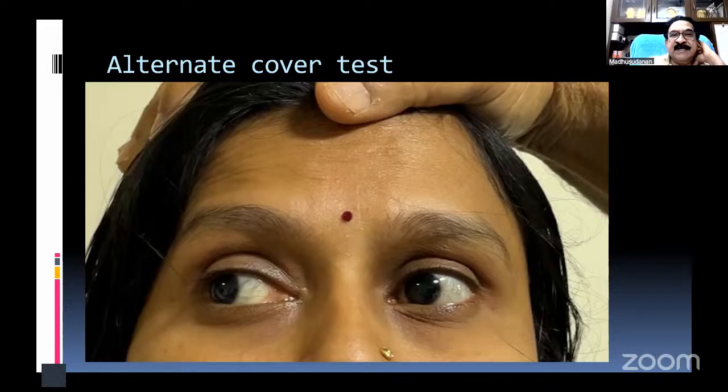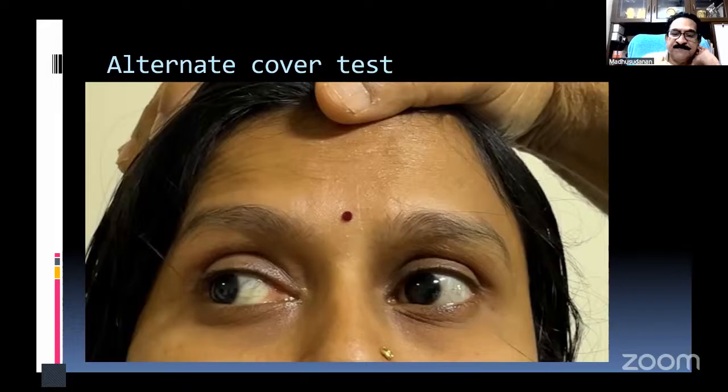Now I did the alternate cover test. Alternate cover test is for heterophoria. There is a latent squint. Latent squint means there is no squint when the patient views with both eyes. Only when you shift the cover from the other eye, only monocularly, you find the deviation.